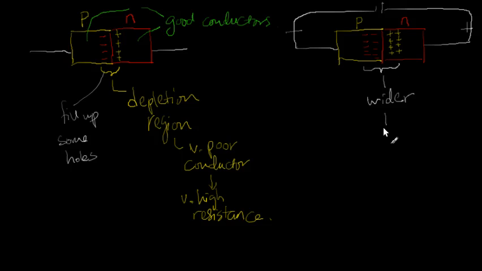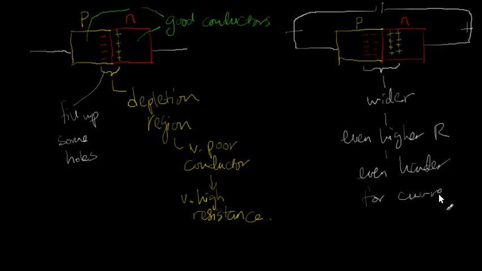So wider means even higher resistance, so even harder for current to flow. So we have here a situation in which very little current will flow. If you connect the battery this way, very little current will flow.